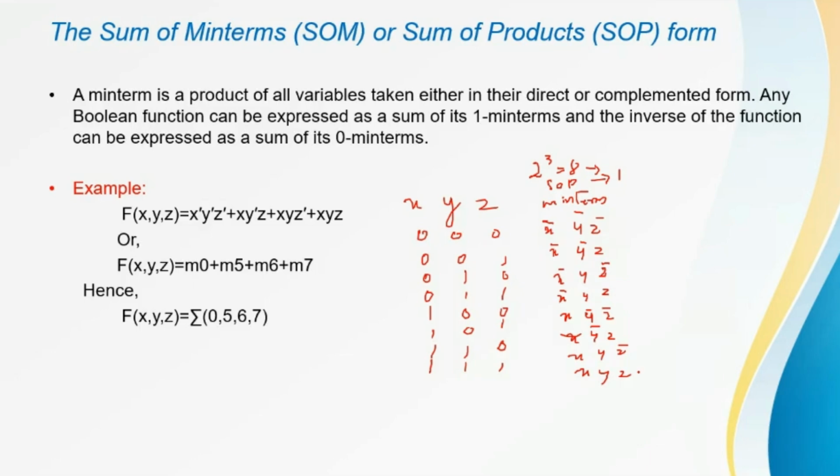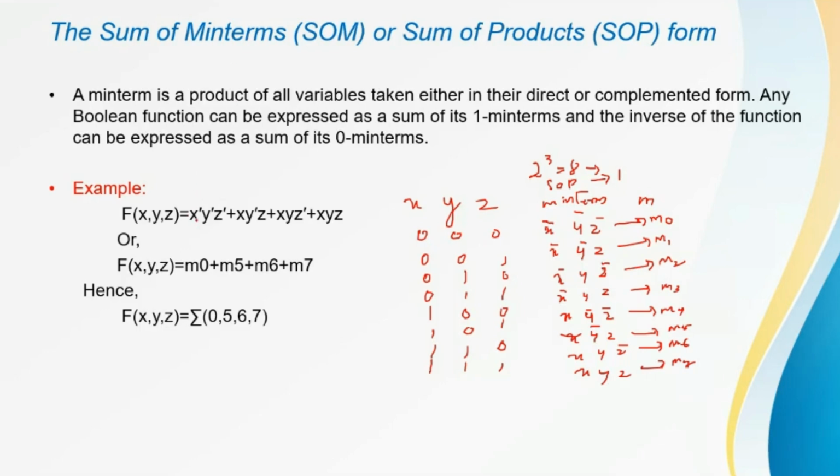So these things, whatever we are doing, will denote as a small m. Okay, denotation. So this will be M0, M1, M2, M3, M5, M6, and M7. Okay, here whatever they have written, right?